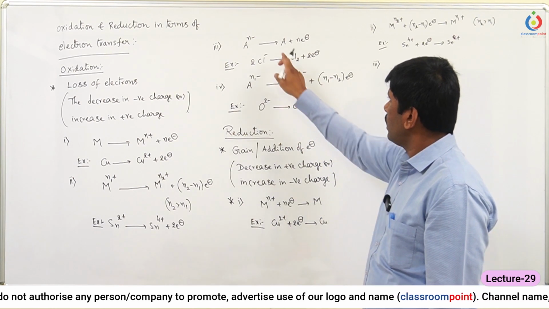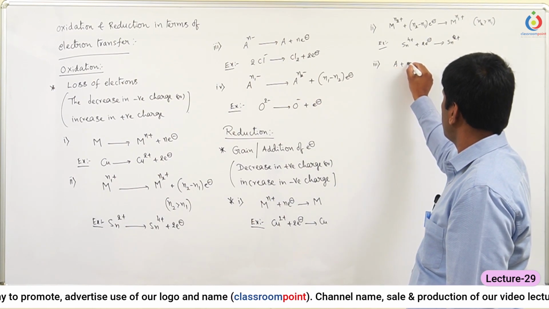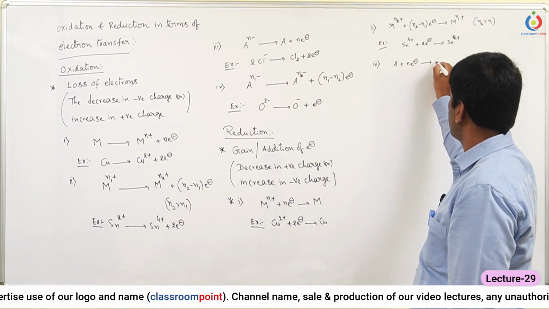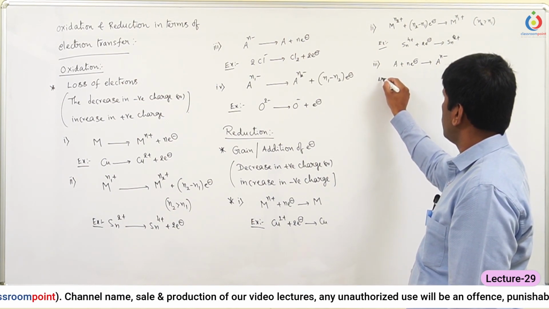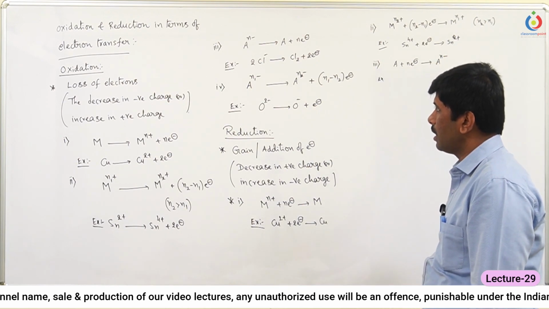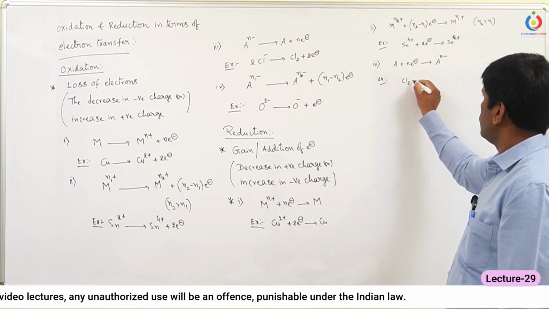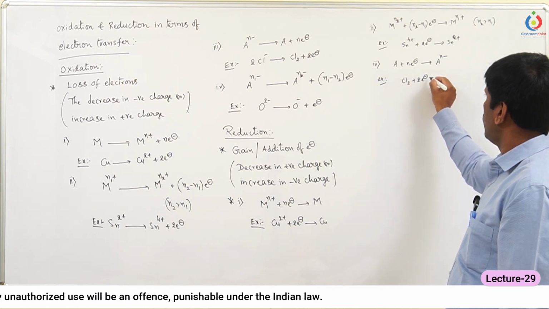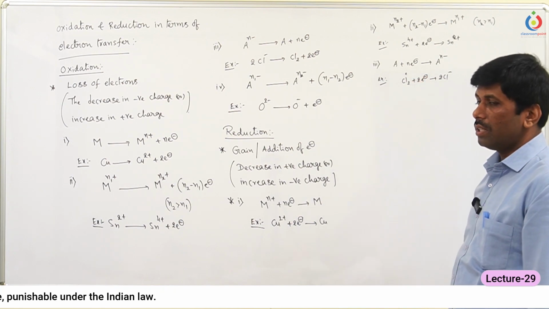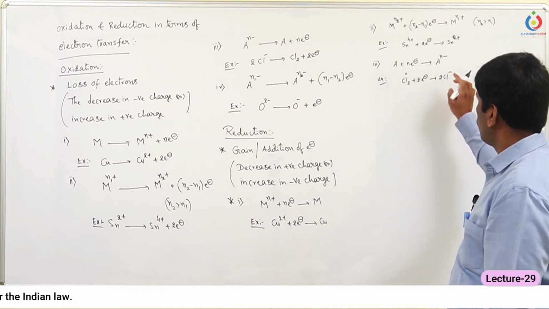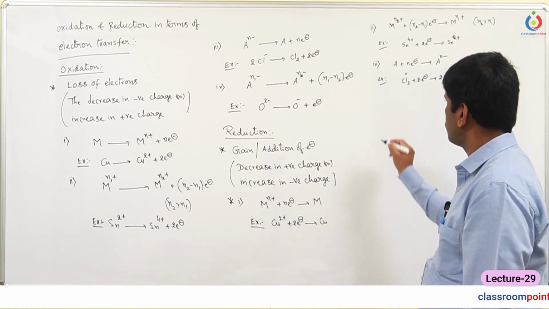Now, in the case of anions, it is opposite again: addition of electrons, A plus n electrons gives A^n-. See here, 0 to minus, the value decreases. For example, Cl2 plus 2 electrons gives 2 Cl minus. Here each chlorine oxidation state is 0, and here chlorine oxidation state is minus 1. 0 to minus 1 means the value is decreased.